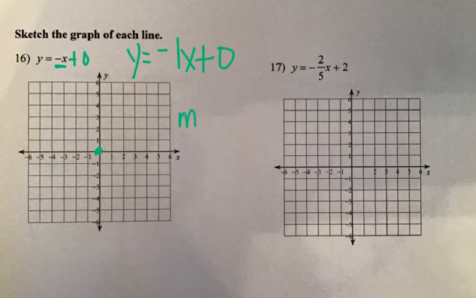Then we are going to go through our slope. We're going to write it as a fraction, so negative 1 over 1. It's rise over run. So we're going to go down 1 because it's a negative 1, and we're going to go to the right 1 because it's a positive 1. If it's a negative slope, apply that to the top number. Then we are going to connect our dots and finish our line with arrows.